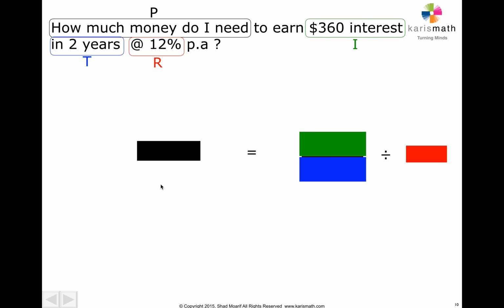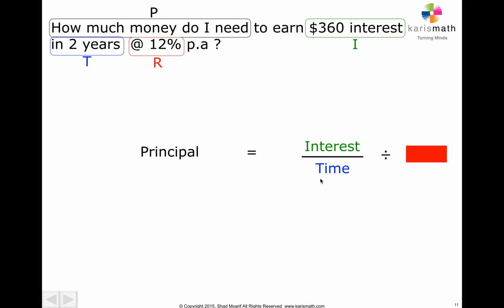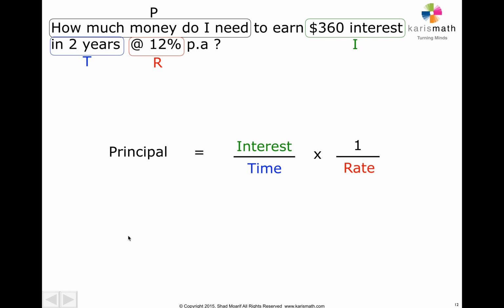So we now uncover this. We can see what it means. The principal equals the interest divided by the time, right? And whatever the answer is to that, you divide it by the rate, or multiply by 1 upon the rate, because we flip it when we divide. So we have the making of a rule here, an algorithm, a way of doing this in a general form.